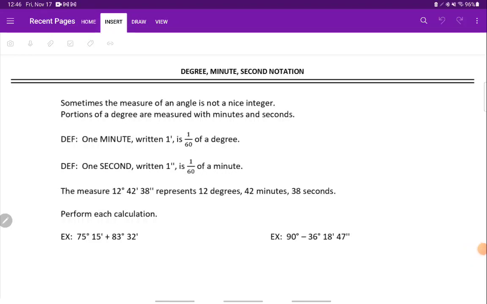In this video, we'll be discussing degree, minute, and second notation. Sometimes the measure of an angle is not a nice integer. Portions of a degree are measured with minutes and seconds. 1 minute, written 1 with a little tick mark, is 1/60th of a degree. 1 second, which is written 1 with 2 little tick marks, is 1/60th of a minute. So this is what our degree, minute, second notation looks like.